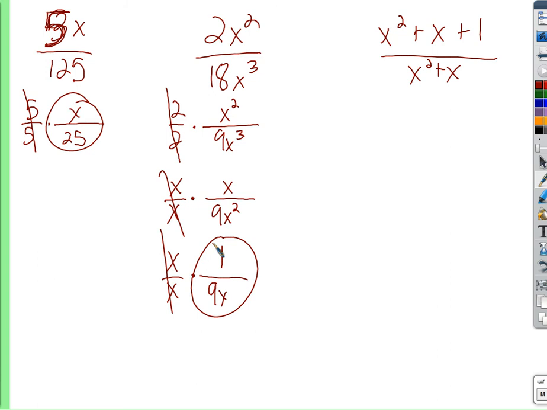Yes, Tyler? For that one, instead of having to do all that, can you just write it out, like 2x squared, and make it 2 times x times x, and then 18 as 9 times 2 times x times x, and stuff like that? Yes, you can do that. And 2 will divide 2, and x will divide x, and x will divide x.